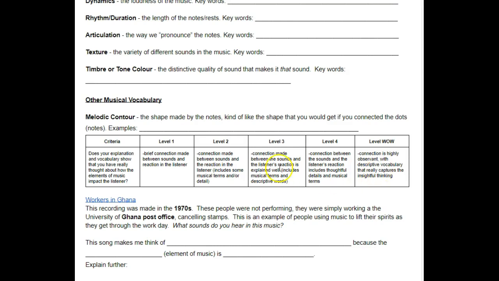If you don't exactly connect the sounds to your reaction, or you don't fully explain that connection, or maybe you don't use as many musical terms from the top part of the sheet, that's what might keep you in the level 2 or lower. So be sure to use musical terms and fully explain what sound made you think of whatever it was that you thought of.